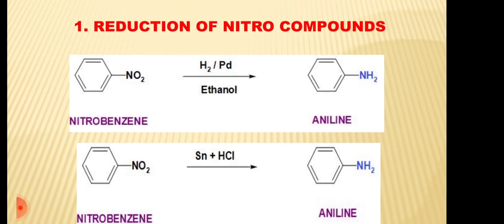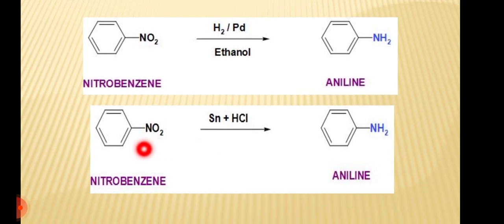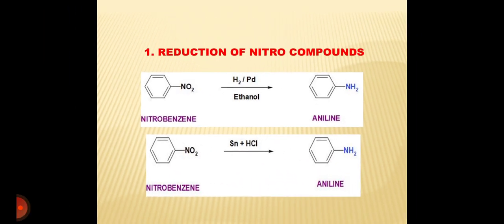Let's look at the second example. Here the starting material is the same, that is nitrobenzene, and the reducing agent is somewhat different, like tin in presence of hydrochloric acid. The HCl liberates protons which convert the nitro group into the corresponding amino group. Thus, nitrobenzene gets converted to aniline.